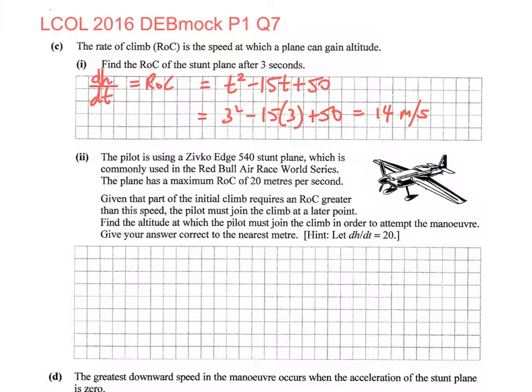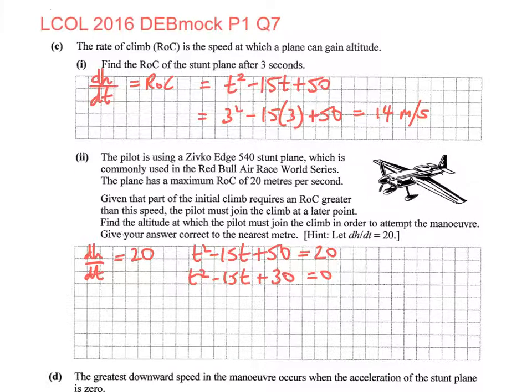For part 2, they give a long story, and they basically end up mentioning that dH by dt is 20. What they're suggesting is, at what point in time is dH by dt equal to 20? Just see what's going on at that moment in time. So we're after t squared minus 15t plus 50 equaling 20, which gives us t squared minus 15t plus 30 equals 0.